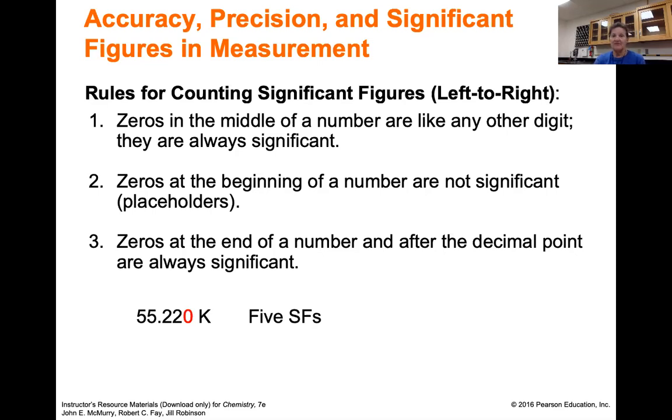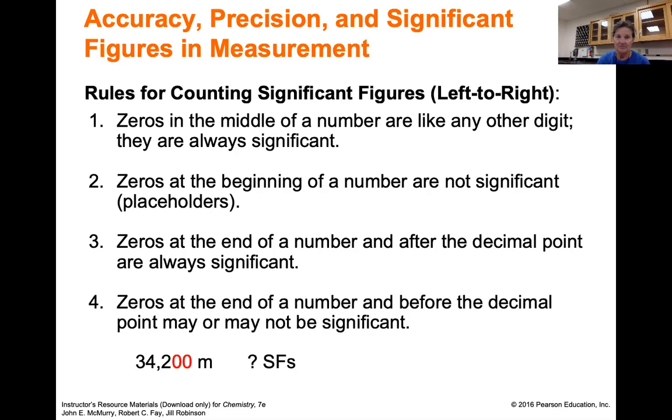So if you look at 55.220, you wouldn't have to put that 0 there and it would still be 55.22. So if you put that 0 there, you're telling someone that I know that that's a 0. So that means this number would have 5 significant figures.